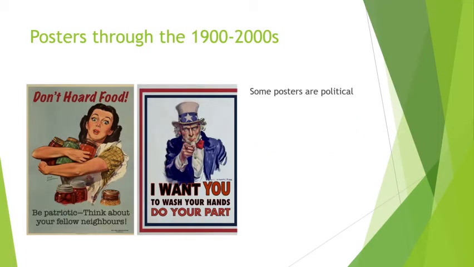Sometimes posters have been used for political statements. Both of these are from World War II. One of them is talking about sharing. Don't hoard, which means collect and keep only for yourself, your food. Be patriotic. Think about your fellow neighbors. So they may have printed a lot of these out. They may have put them up in big cities. They may have put them up in neighborhoods to remind people to share their food.